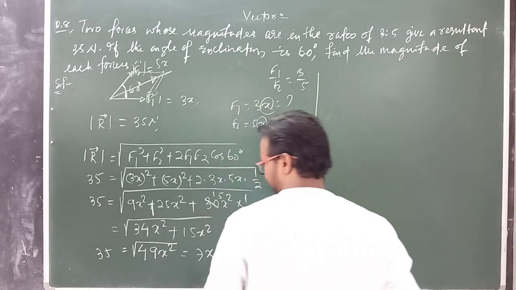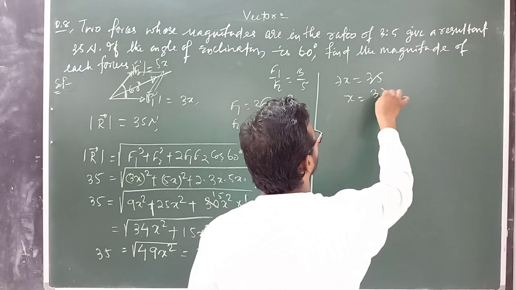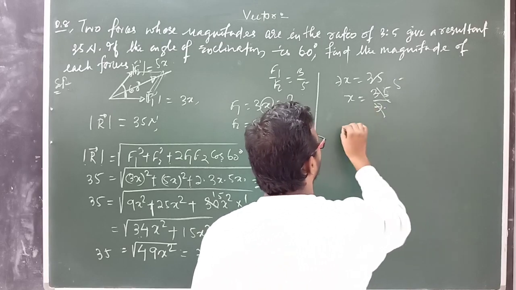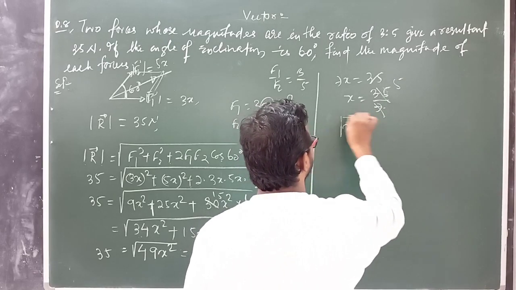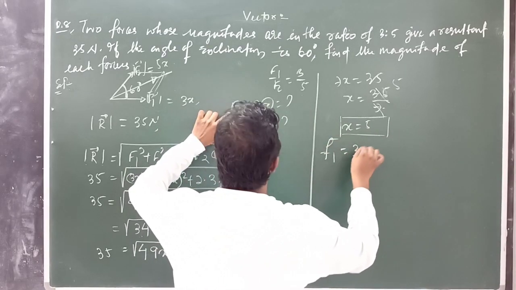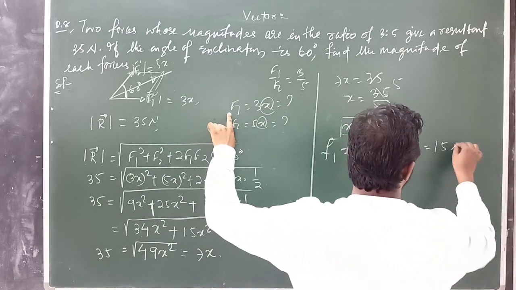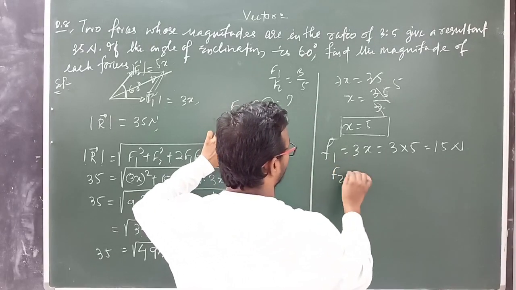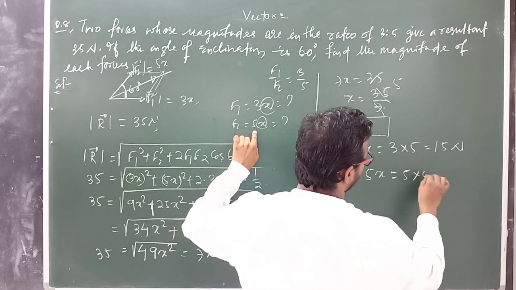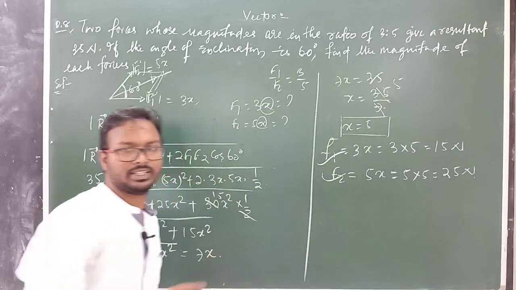So 7x equals 35 and x equals 35 by 7. 7 fives are 35, so the value of x equals 5. Clear? Now find the value of F1. F1 is 3x, 3 into 5, which is 15 Newton, and the second force F2 equals 5x, so 5 into 5 is 25 Newton. Clear? This is the final answer for this question.